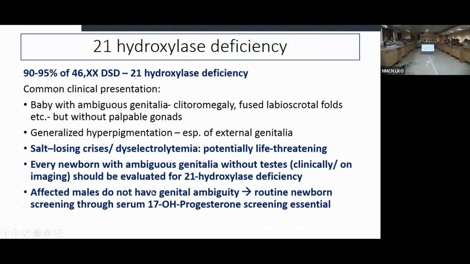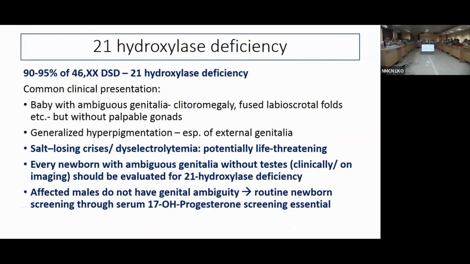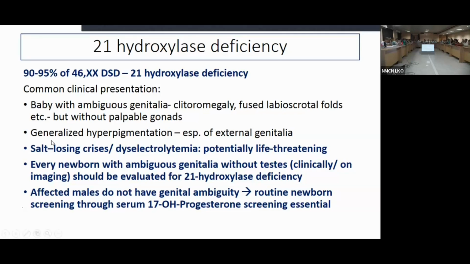That's why you get this salt-losing presentation, the salt-losing crisis. So 90 to 95% of 46XX DSDs are actually because of 21-hydroxylase deficiency. So if you get a 46XX DSD, the first default diagnosis you should think of is CAH because of 21-hydroxylase deficiency. Only if that is ruled out, you begin to think of other possibilities. And why is it important to think of this as the first possibility? Because 75% of them have salt-losing crisis, which is potentially life-threatening and a medical emergency. So if you miss that, you can lose the child.